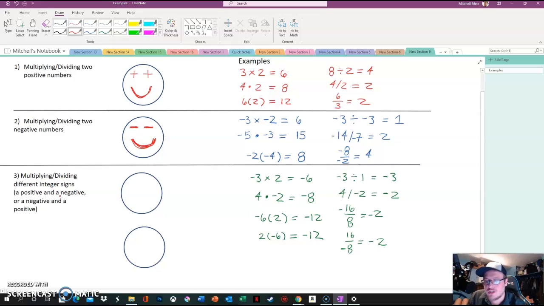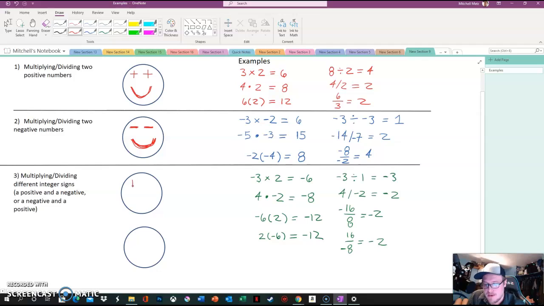Now the last rule deals with different signed integers, and the order doesn't really matter. I can start with a positive and divide or multiply by a negative, or I can start with a negative and divide or multiply by a positive. It doesn't matter which one you do, it just matters that you remember the three rules. So let's do that again with the smiley face and a new saying. Let's start with positive and negative.